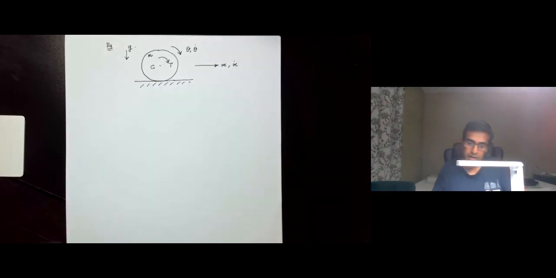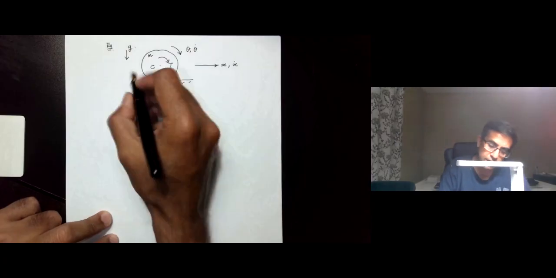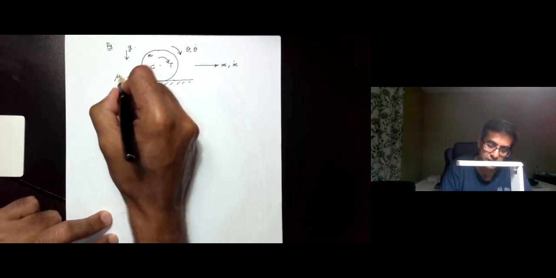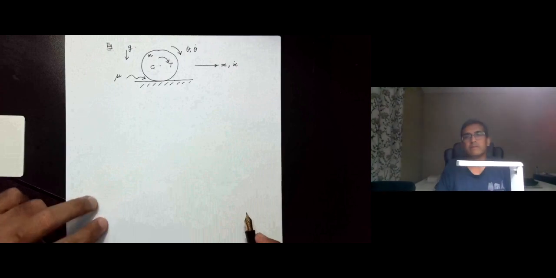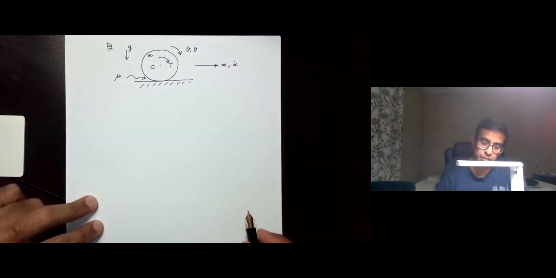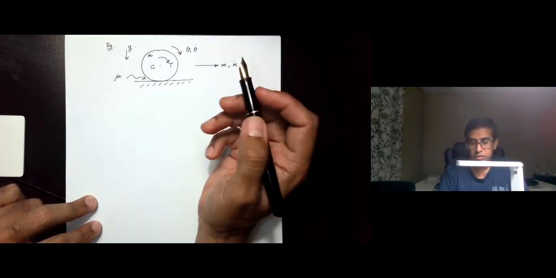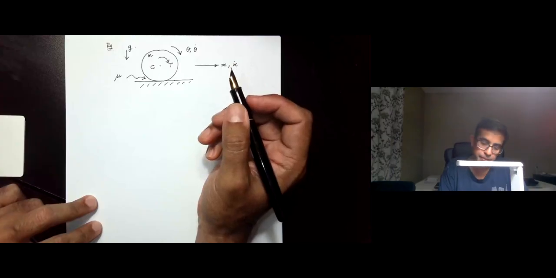Also, the coefficient of friction between the wheel and the horizontal surface is mu. Now in this problem what we want to do is find out at what torque this wheel is going to slip on the surface.